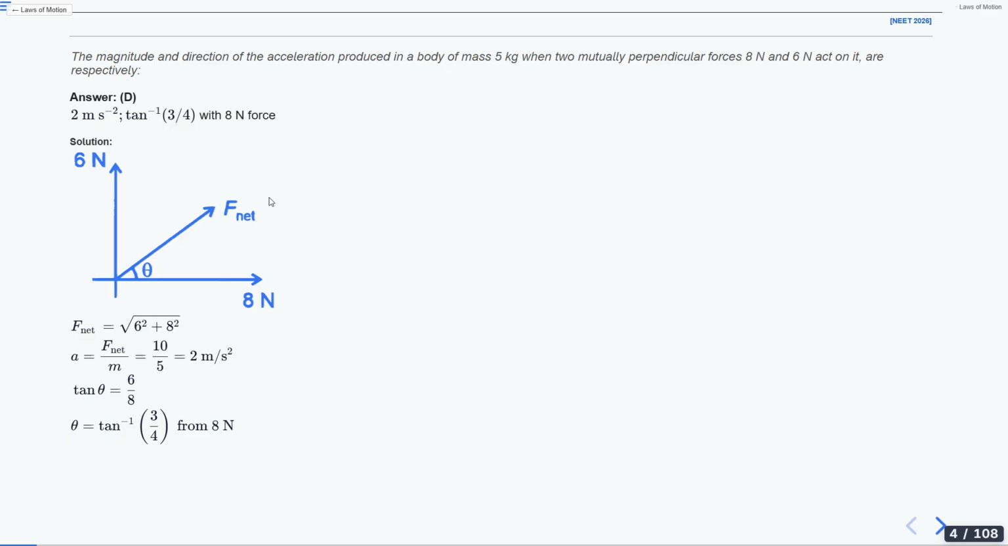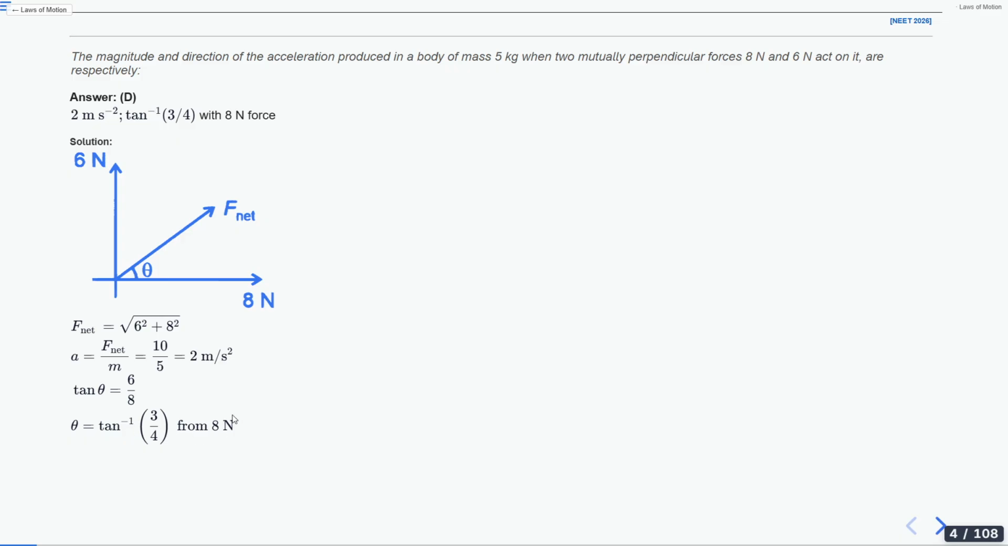Now I want to find the direction of this acceleration. The direction of acceleration will be the same as the direction of force. Let's say it makes an angle theta with the x-axis, with the 8 Newton. So tan theta equals perpendicular divided by base. Perpendicular here is 6 Newton and base is 8 Newton. So tan theta equals 6 divided by 8, and when you cancel it with 2, it will be 3 divided by 4. So theta is tan inverse 3 by 4.